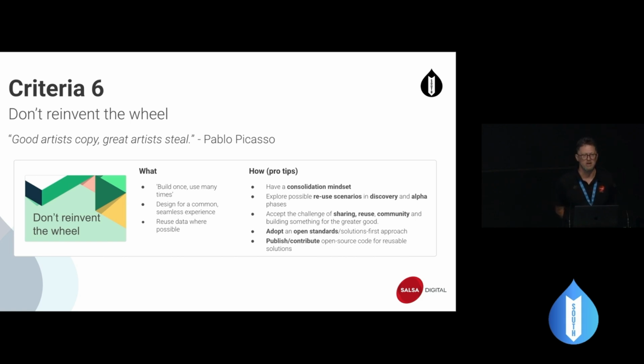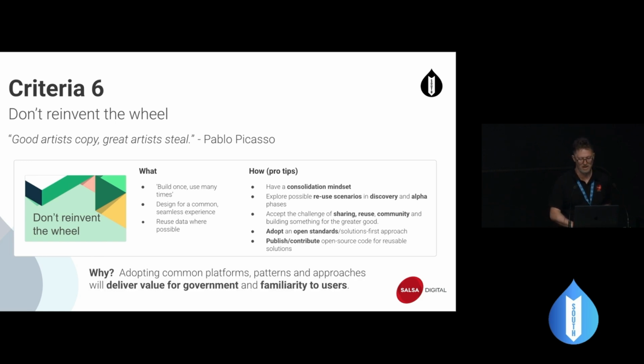This can be really difficult in a project when we've got budget constraints and time constraints, even direct accountabilities are not shaped to build for the greater good. But we really should step back and identify the opportunity of the holistic benefit to taxpayers. Reuse, consolidation and sharing is a good thing. Use open standards and contribute where possible. So why? Adopting common platforms and patterns and approaches will deliver value for government and familiarity to users.